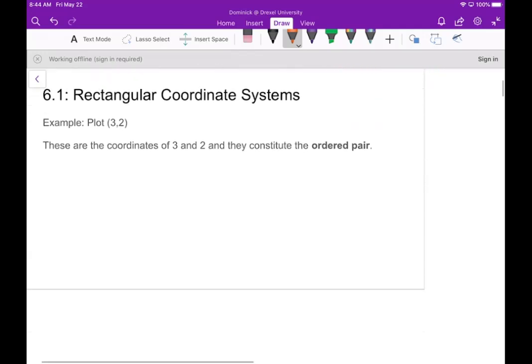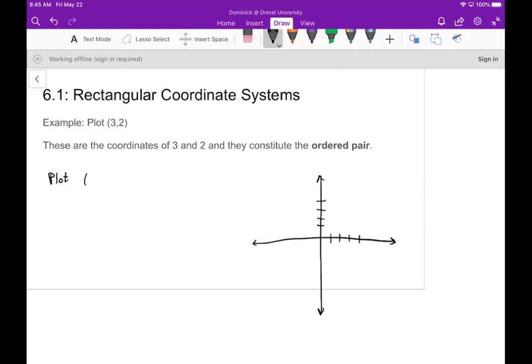Let's first look at how we would plot a point. So let me draw my coordinate plane here, and I'll put some hatch marks on here. We want to plot the point 3, 2. While we're here, we'll talk about just how to plot in general. Your points are always going to be given in the form x comma y, right? So the first coordinate is telling you the x position, and the second coordinate is telling you the y position.